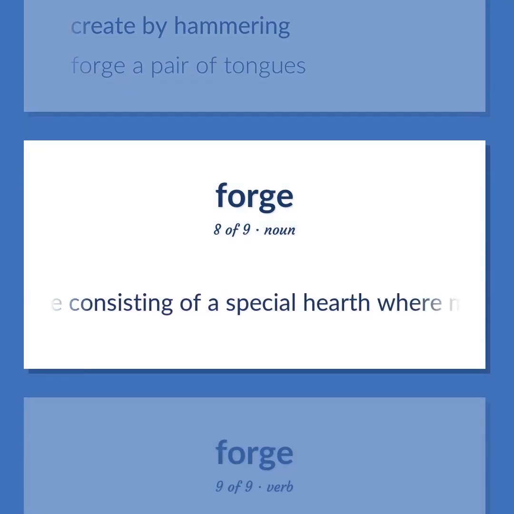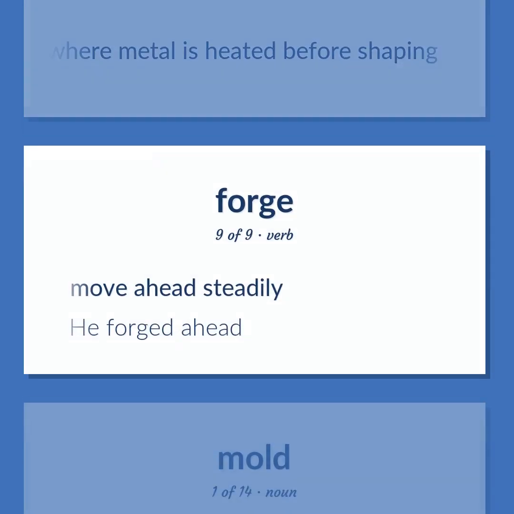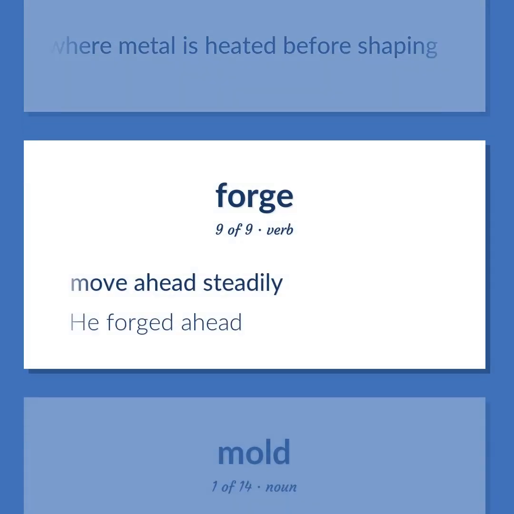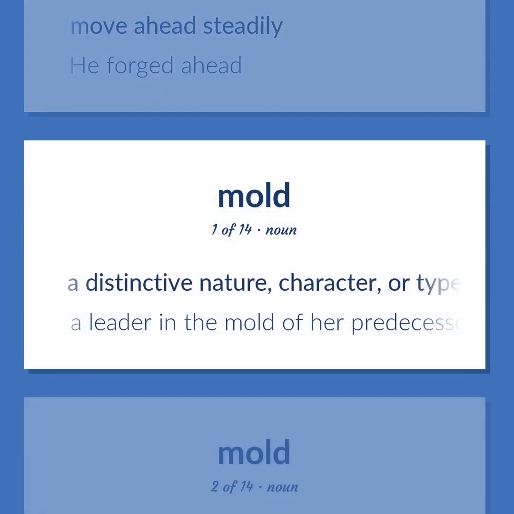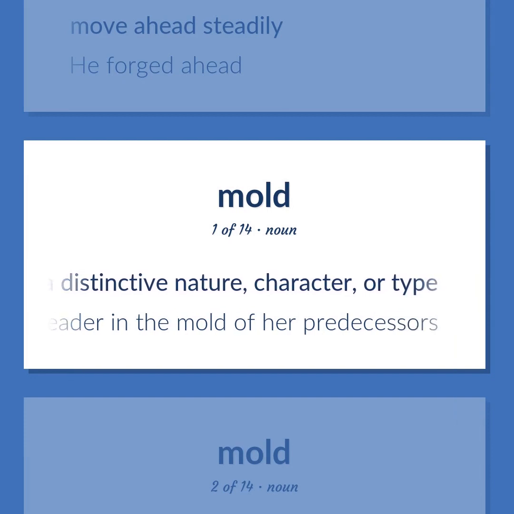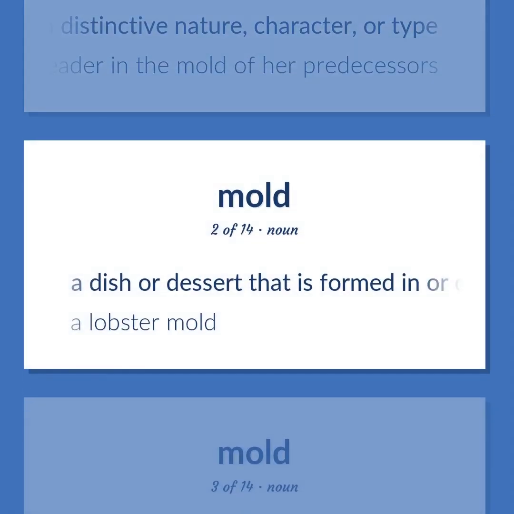Furnace consisting of a special hearth where metal is heated before shaping. Move ahead steadily. He forged ahead. A distinctive nature, character, or type. A leader in the mold of her predecessors. A dish or dessert that is formed in or on a mold. A lobster mold.